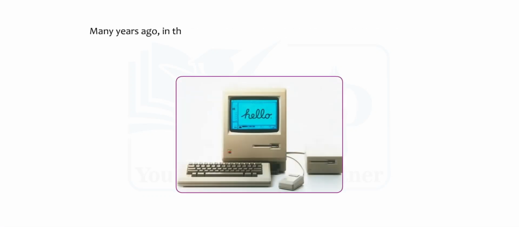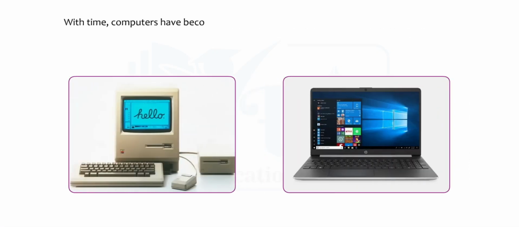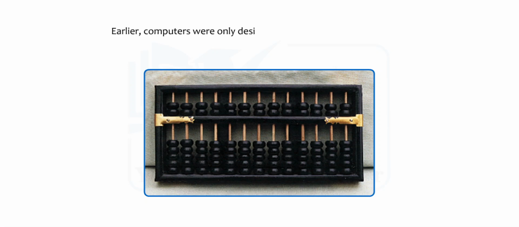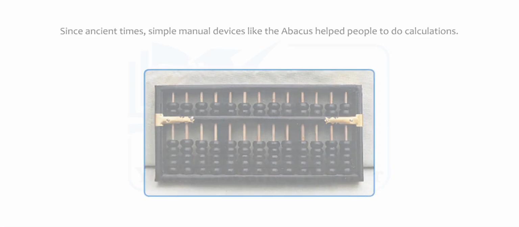Many years ago, in their most basic form, computers were very huge and slow. With time, computers have become smaller and faster, letting people use them virtually at any place. Earlier, computers were only designed to act like calculating devices. Since ancient times, simple manual devices like the abacus helped people to do calculations.